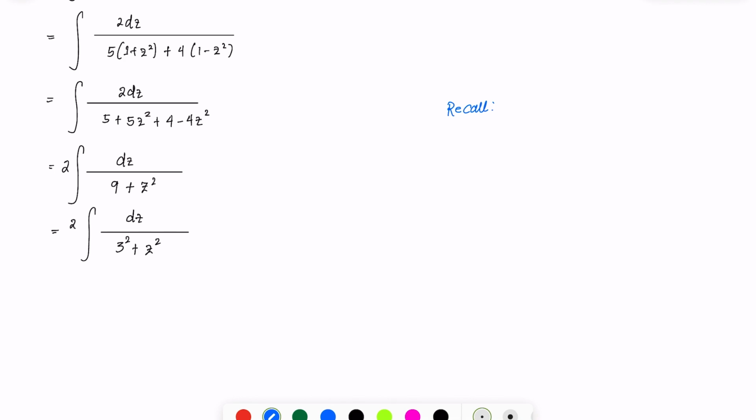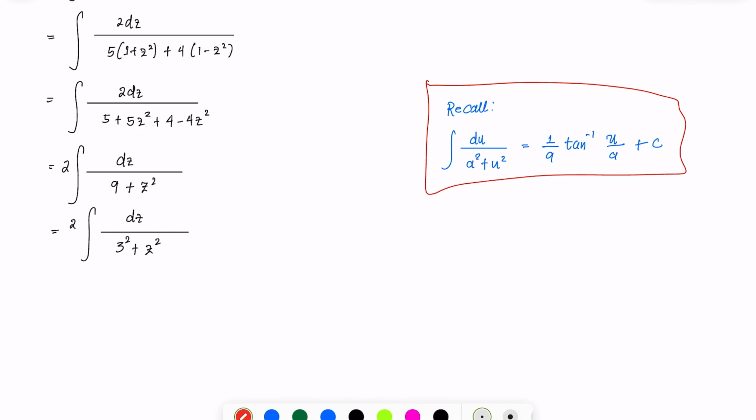that whenever you have this very specific form, the integral of du all over a squared plus u squared, you have the result that is just 1 over a tangent inverse of u over a plus c. Now this is a result from your table of integrals.